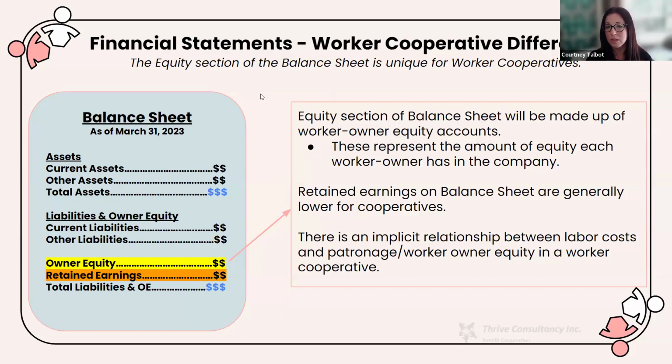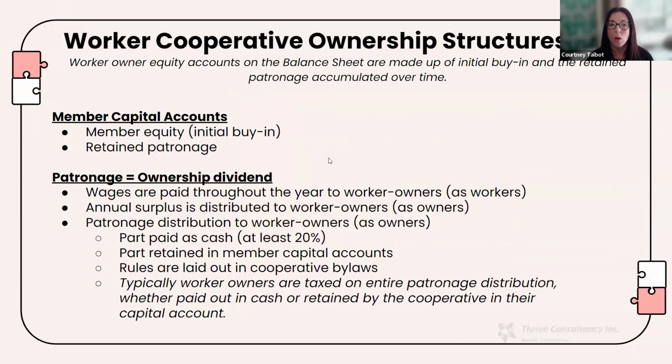Okay, let's see some other differences or more explanation. So worker-owner equity accounts, as I mentioned, are listed on the balance sheet. They're made up of 2 different things. The initial buy-in that's required, which is a requirement for a worker-owner to become a worker-owner.